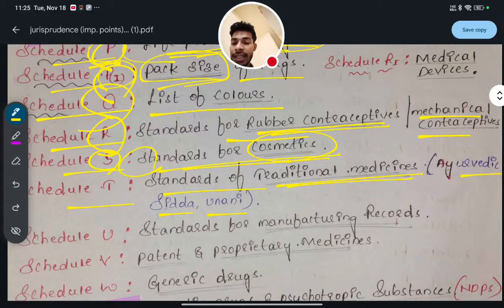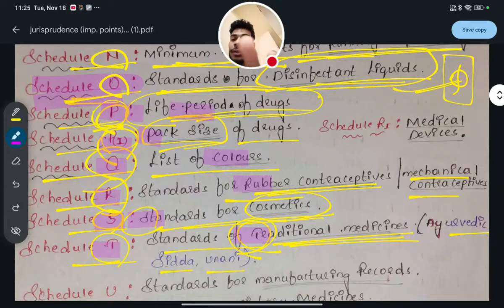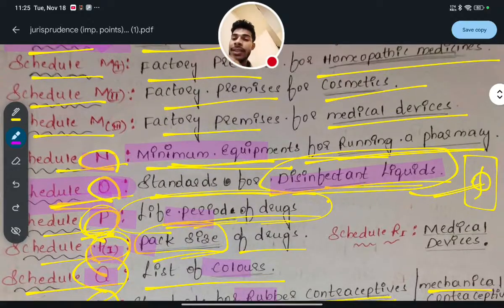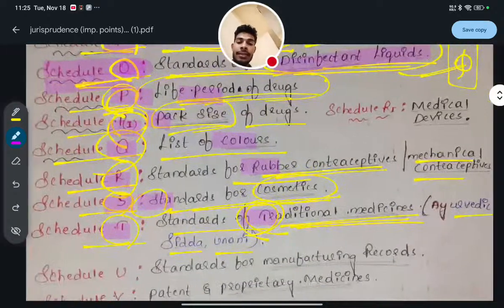S for standards. T for traditional medicine. R for rubber. Q for color. P1 for pack size. P for period. O for disinfectant liquid, that is Dettol. See, you have to remember that symbol. N for minimum equipment, that is number. Okay? M3 for medical devices. M2 for cosmetics. M1 for homeopathic. You have to remember all this.